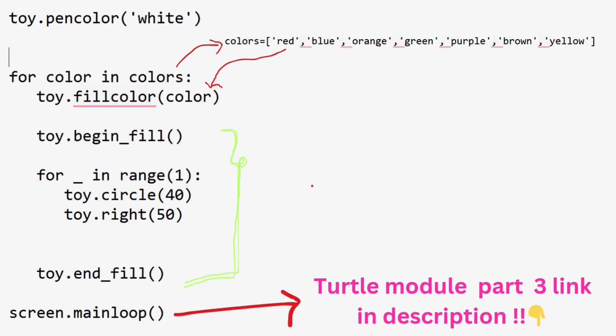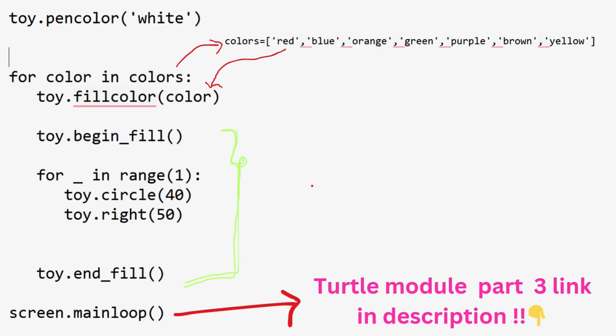And now here, yes, a for loop. So for color in colors. Colors is nothing but the list of colors, right? Red, blue, orange, green. I hope you remember that. Inside that loop, the fill color is set by this color. So first it will be red. Now the fill color is set to red.